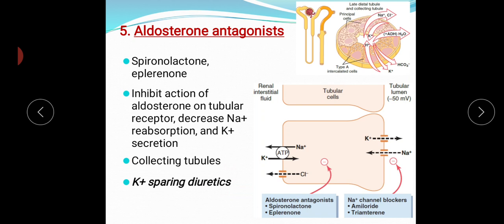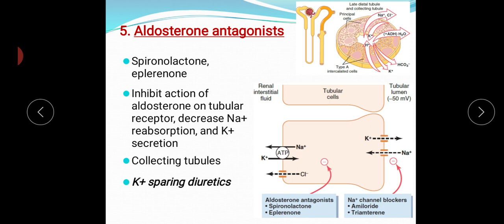A similar type of drugs, known as sodium channel blockers, again act over these channels only. The only difference between these two drugs is that aldosterone antagonists indirectly prevent sodium reabsorption, but the sodium channel blockers directly block this channel, irrespective of the status of aldosterone. By directly blocking this channel, they are preventing the water reabsorption and potassium secretion, and they cause natriuresis and secondarily diuresis.